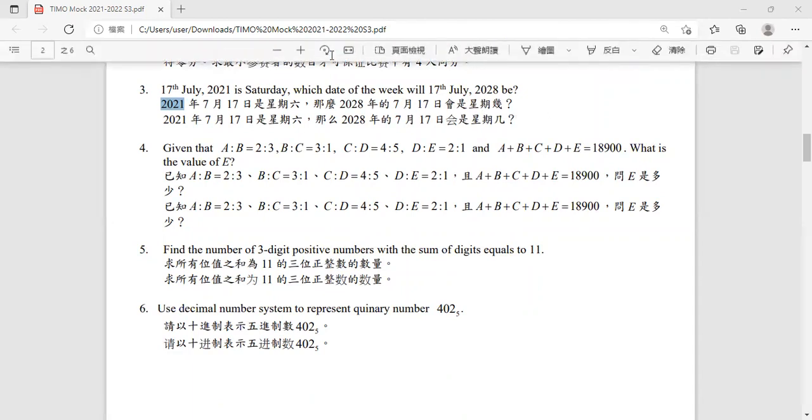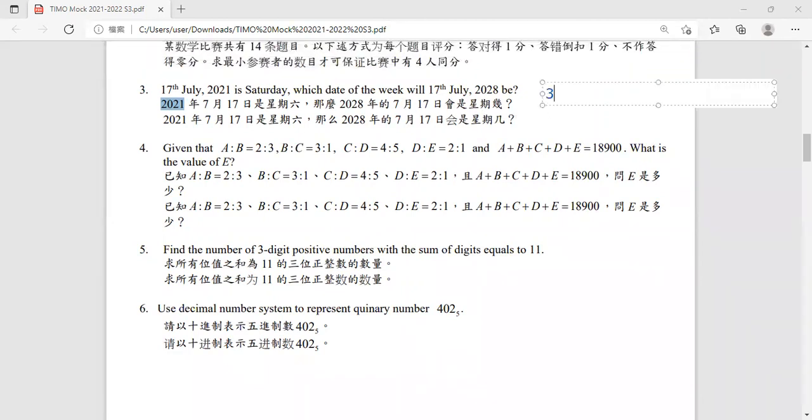Actually, you can do something like this, because for a normal year, there are 52 weeks and 1 day. For a leap year, there are 52 weeks and 2 days. You just add up how many days there are, and how many leap years there are. Because it is the 7th of July, you have passed the 28th of February, so you can count from next year.